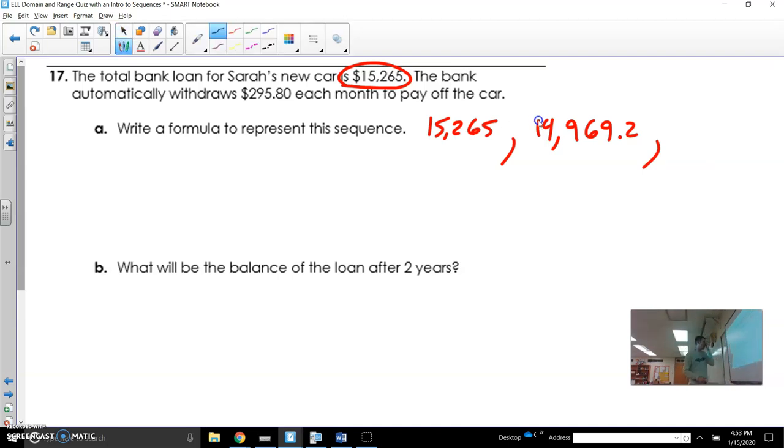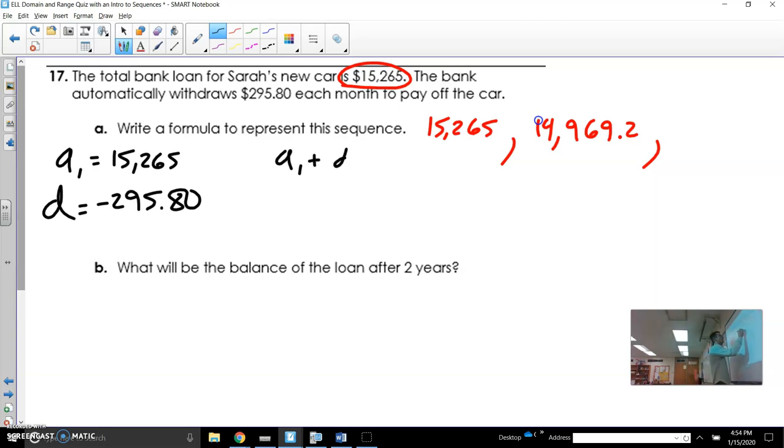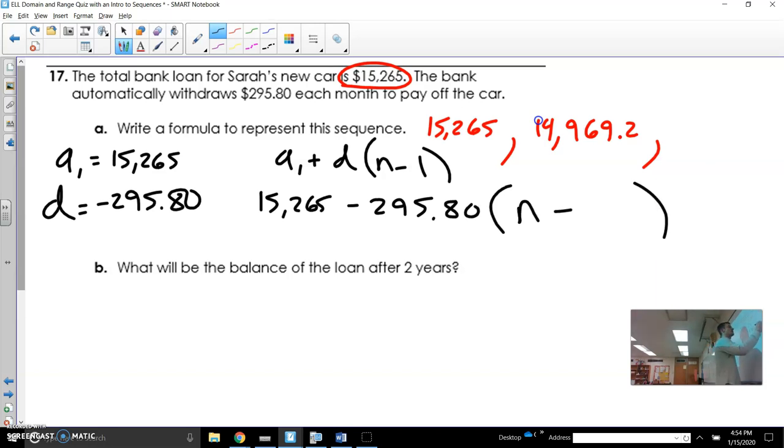And then I can keep subtracting to figure out each month and so forth how much I owe on the car. So the first value, A sub 1, is this $15,265. And then that common difference, because you are trying to pay the car off, that means I'm taking the money away, in a sense. The value's going down. So I'm going to do negative $295.80. And so I now want to use that formula where I use that first number in the sequence, adding the common difference distributed into n minus 1. So I'm going to start with 15,265. I am subtracting 295.8, and I'm distributing that to n minus 1.